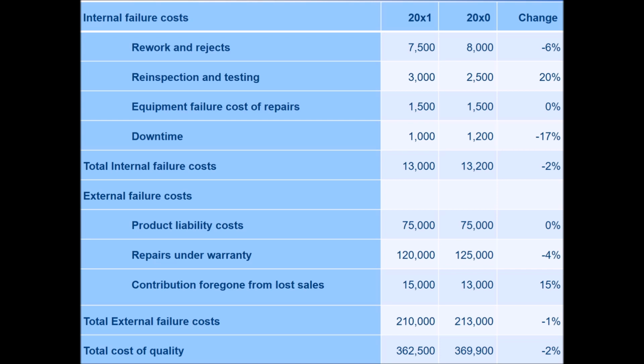It is often said that if you like something, on average you tell 3 people, but if you don't like something, on average you tell 11. So failure costs could result in lost sales, with the cost being the lost contribution.